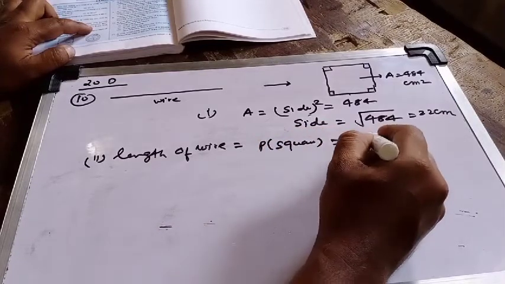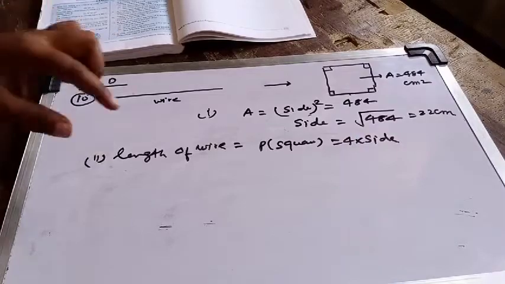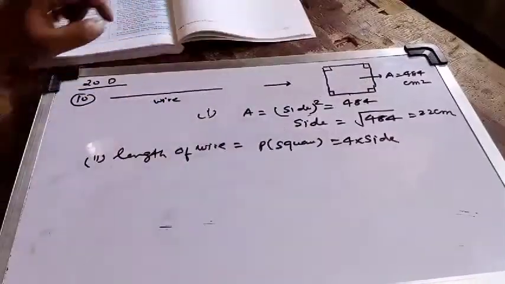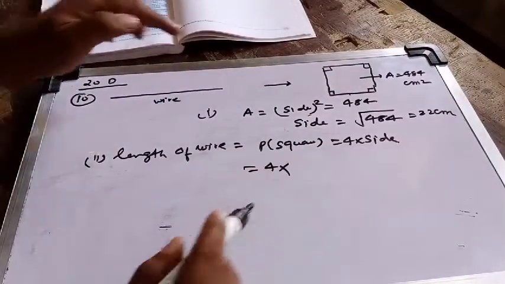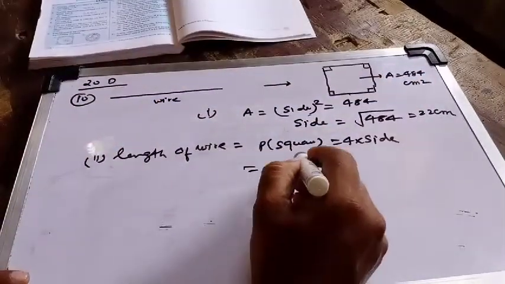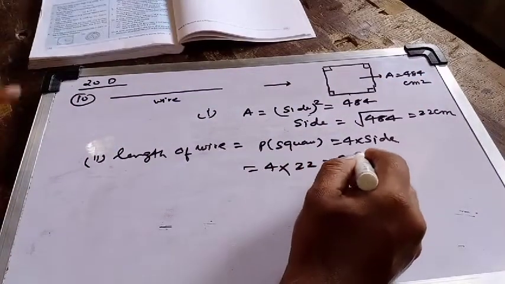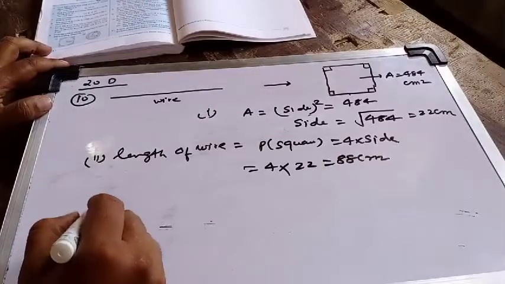That is equal to 4 into side. So the length of the wire will be the perimeter of the square, that is equal to 4 into side. And 4 into side length we have calculated as 22. So it will be 4 into 22, that is equal to 88 cm. This is the second part of your answer.